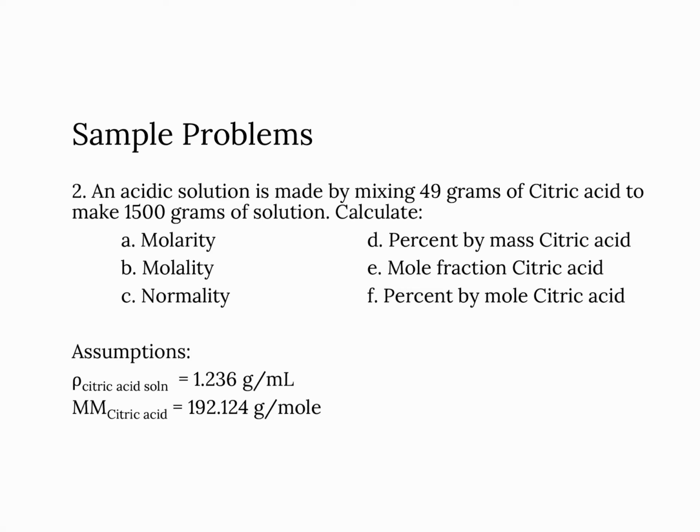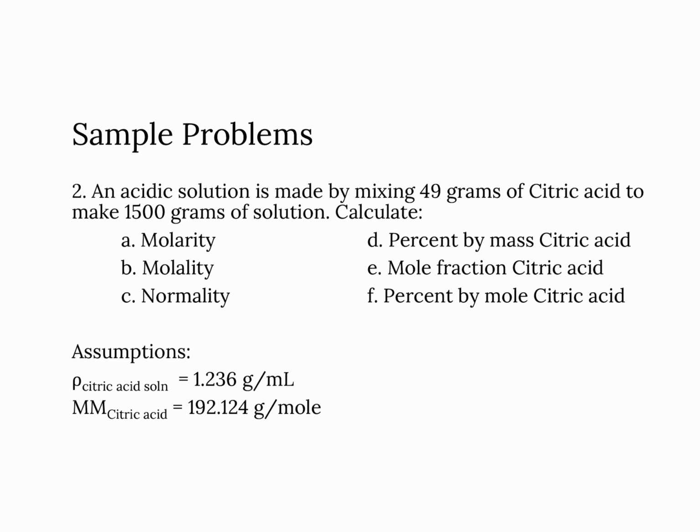Now, for another sampling problem, we have here an acidic solution made by mixing 49 grams of citric acid to make 1,500 grams of solution. The required are: letter B, molality; C, normality; D, percent by mass of citric acid; E, mole fraction of citric acid; and percent by moles of citric acid.